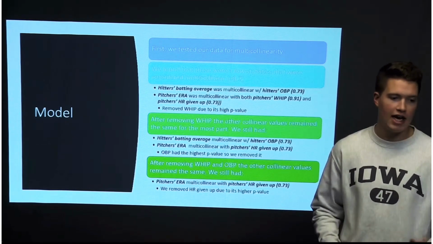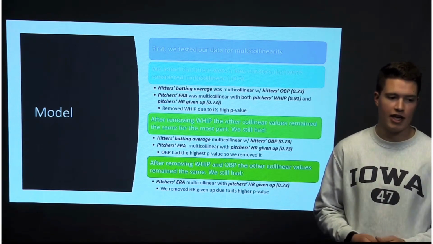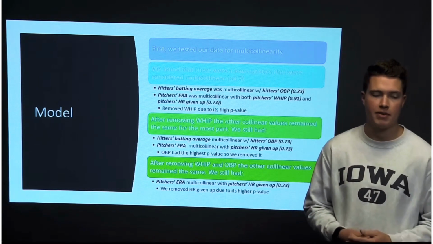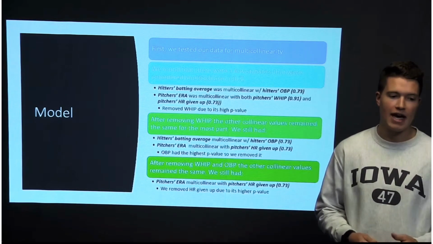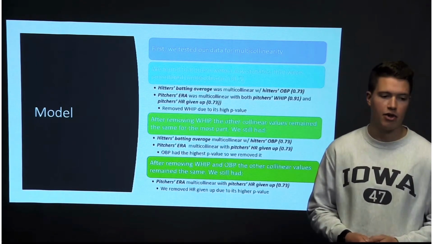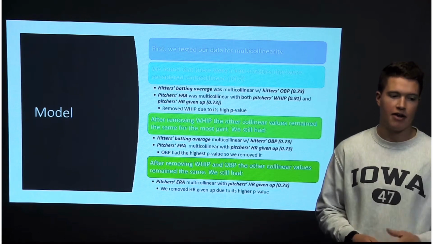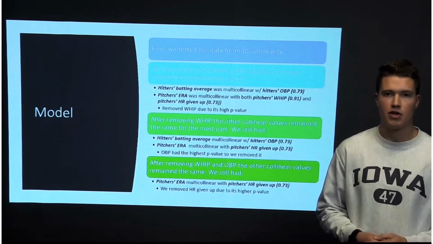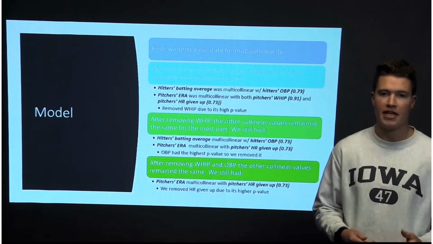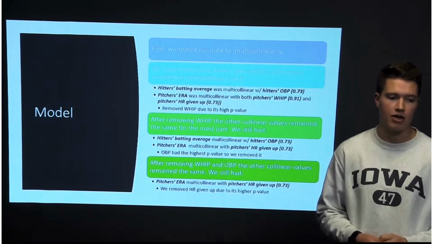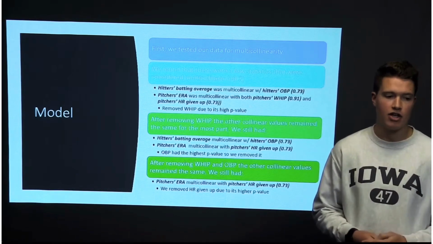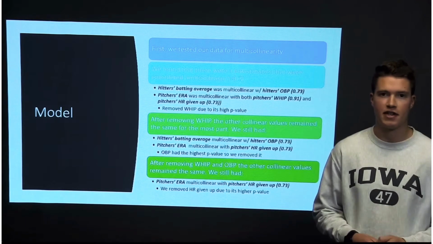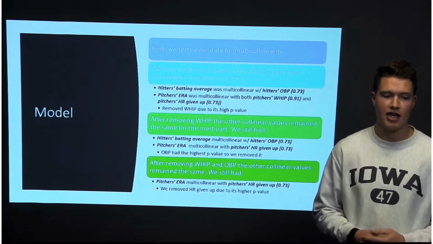After removing that, we did another check and we still had some multicollinearity. The other values remained pretty unchanged. Batting average was still multicollinear with on-base percentage, and ERA with home runs given up. Between the hitting statistics, on-base percentage had a much higher p-value than batting average, and those were much higher than the pitching statistics. So on-base percentage had to be removed.